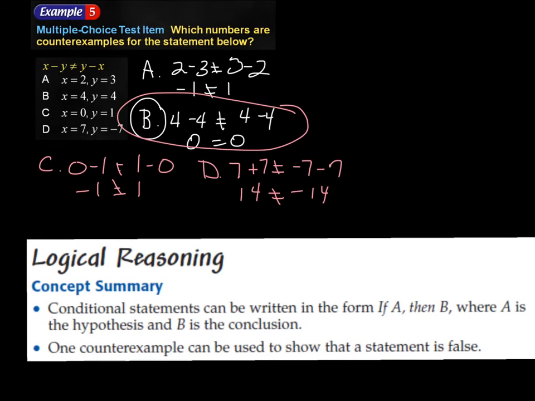Conditional statements can be written in the form if A, then B, where A is a hypothesis and B is the conclusion. One counterexample can be used to show that a statement is false because it's not always true.